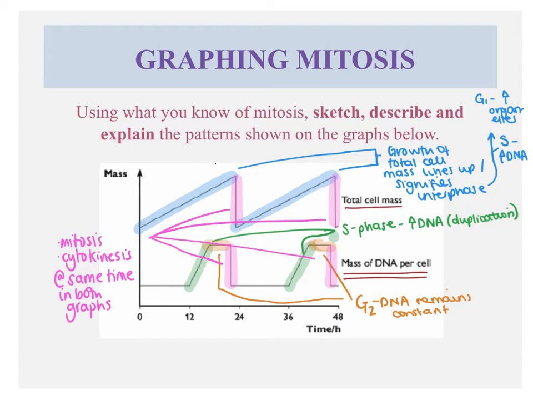The DNA is going to be divided between two cells now. But the key thing to recognise here is that the concentrations of both DNA and the total cell mass do not go back to zero. They simply just drop down to the point where the cells started.